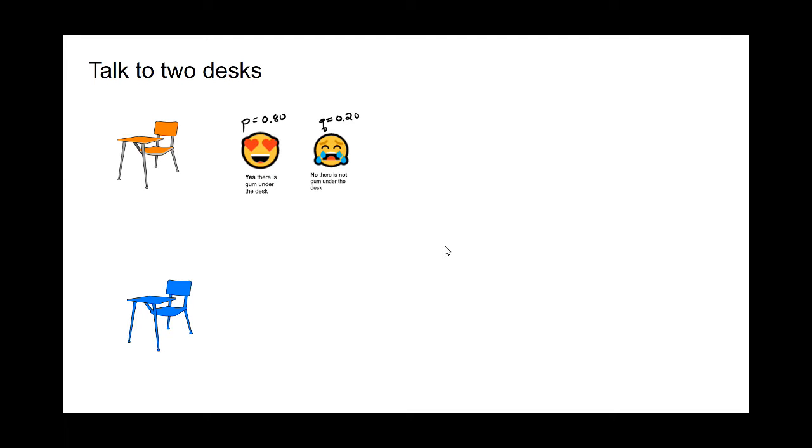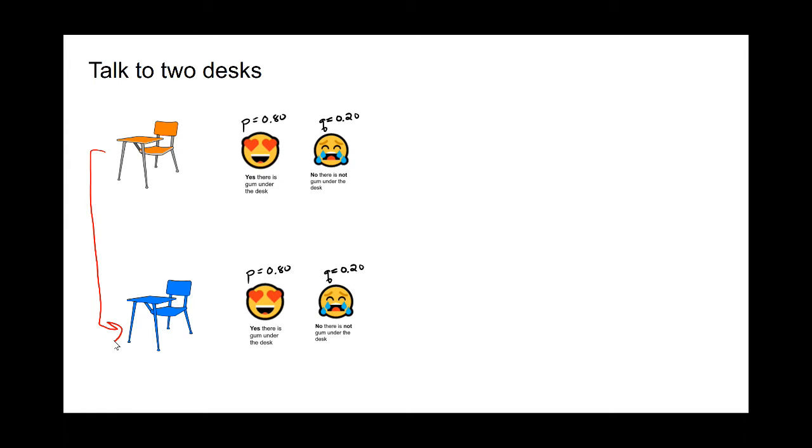Now, independent of whether or not you found gum under this desk, I want you to go up to the second desk, the blue desk. Check to see if there's gum underneath there. What are the chances that there's gum underneath that blue desk? The answer is, it has to be 0.8. That's the idea with a binomial distribution: we have this constant success probability no matter which trial we go to. Here we're just using two trials.